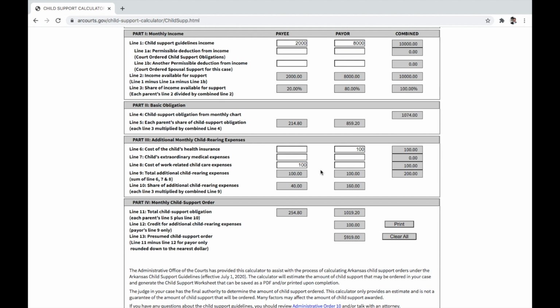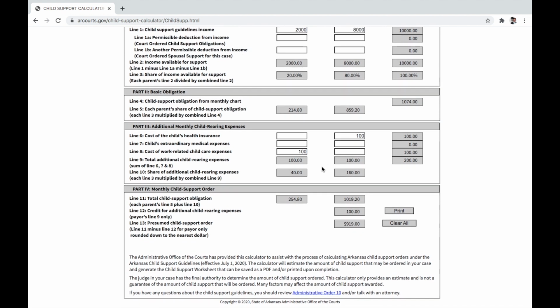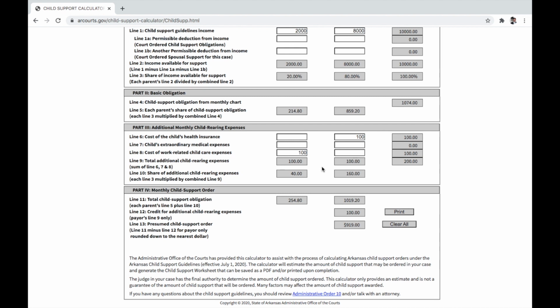Part 3 will then take into account the health insurance, extraordinary medical expenses, and work-related childcare costs. In our case, there are no extraordinary medical expenses. This category is reserved for certain types of chronic health costs that are not covered by insurance and are outlined in the guidelines. Child care costs will be those specific related to work. For example, a party that does not work cannot get credit for child care costs if he or she chooses to send the child to a daycare.